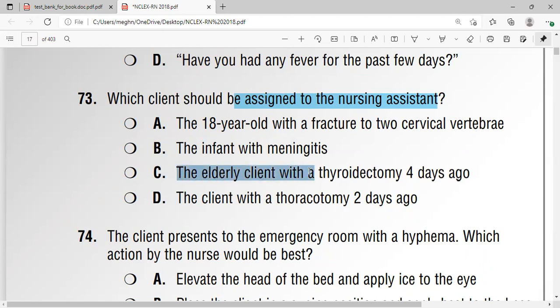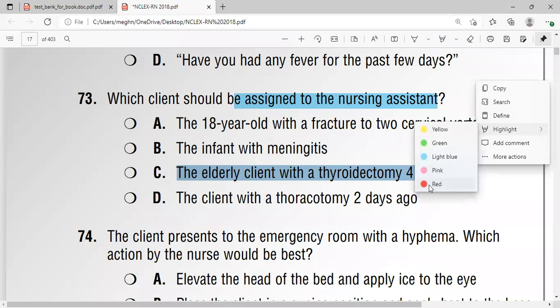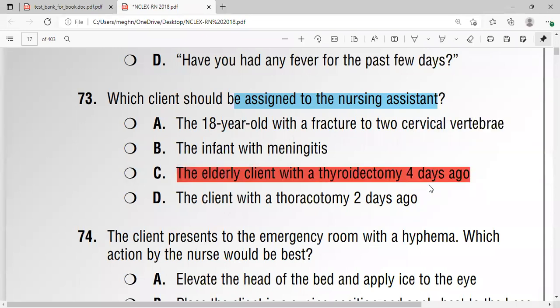So the elderly client with the thyroidectomy 4 days ago means this patient is already stable 4 days after the surgical operation. The 18 year old with a fracture is a very unstable patient.